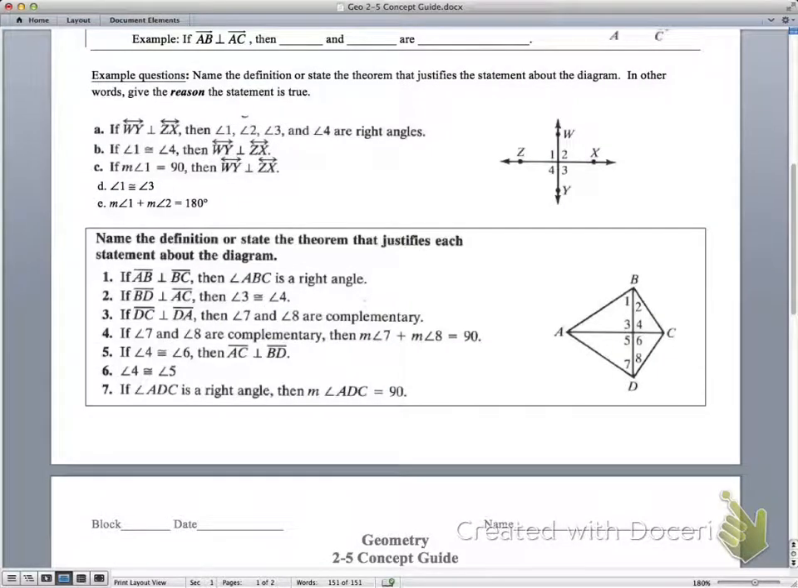Okay, so the first set of questions that we have to answer here is just to name the definition or state the theorem that justifies the statement. Give the reason that makes this true. In question A, if these two lines are perpendicular, then the 4 angles are right angles. Which of the rules above does that apply to? That was rule number 1, or the definition of perpendicular.